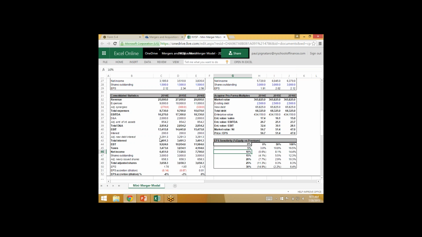Why? Paying more, which leads to what? Taking out more debt, which means what for EPS? Because there is more interest. And then what else is causing the dilution? Taking out more equity, raising more shares, more dilutive.